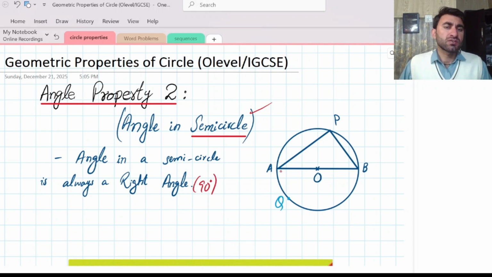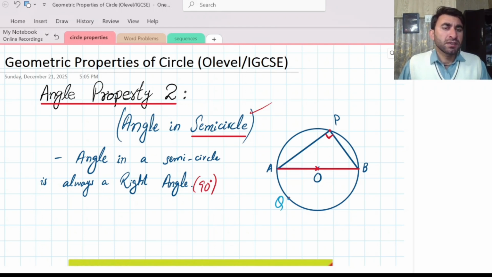So first of all, we have a diagram, there is a circle with center at point O, and here we can see a chord AB that is passing through the center O. So that is definitely a diameter. So it divides a circle into two semicircles. We have taken a point P on the semicircle, and the angle in the semicircle, that means the angle at the circumference of a semicircle, is always a right angle, that is a 90-degree angle.